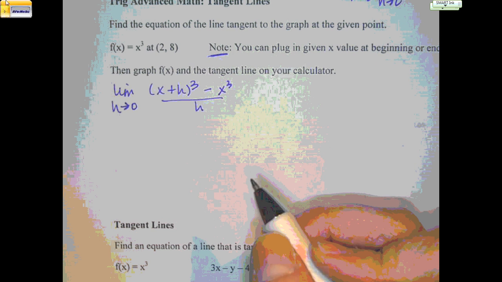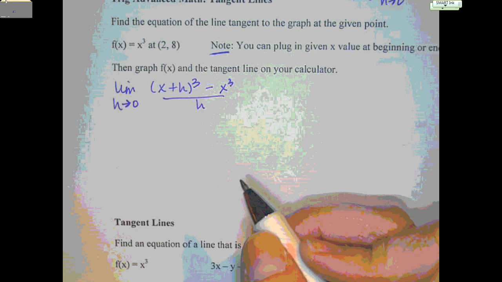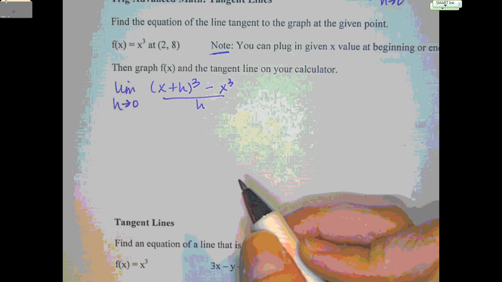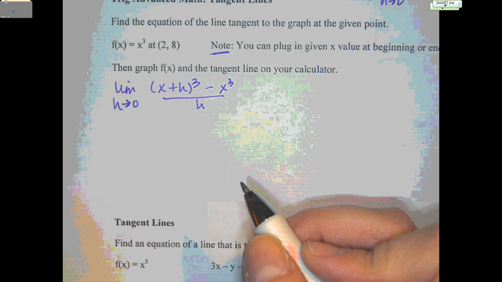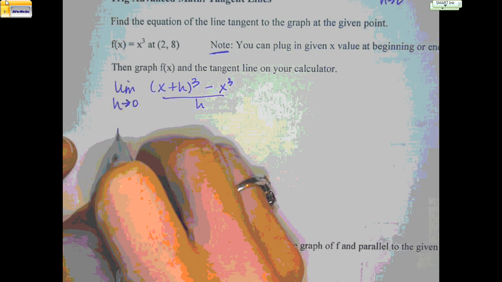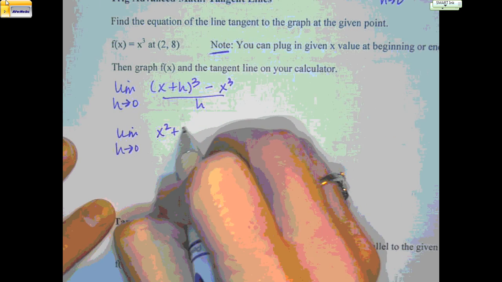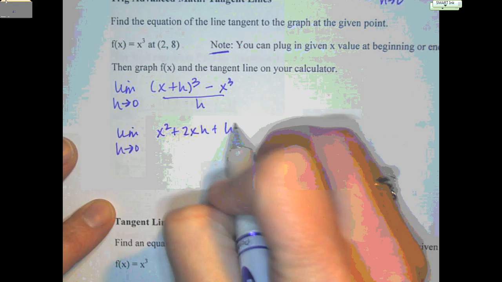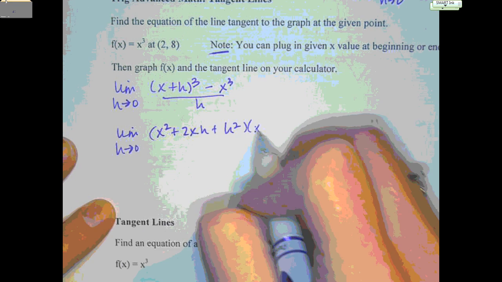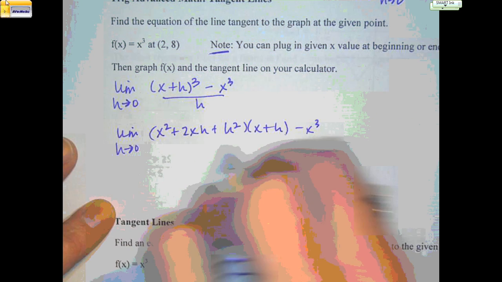This is where the algebra gets a little bit sticky. You have to cube that binomial. The answer is not x cubed plus h cubed. You're going to have to FOIL it and then turn around and multiply it again. It means x plus h times x plus h times x plus h. So, if we square it, we get x squared plus 2xh plus h squared. And then we're going to have to multiply it again by another x plus h. Rewrite the rest of the problem.